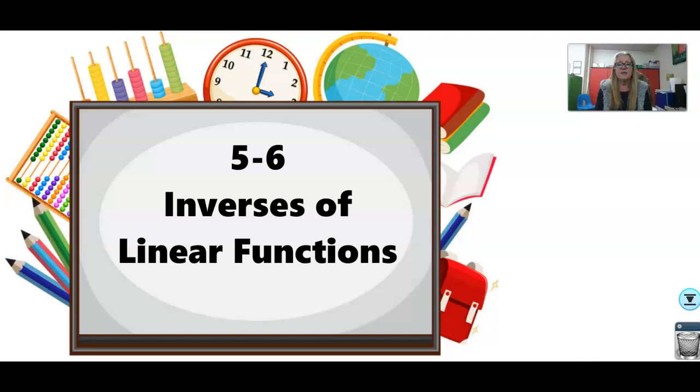Hi boys and girls. This video covers section 5.6, inverses of linear functions. You will notice that we did skip 5.5, that's linear regression. It's not real prevalent on the AIR test, so under these circumstances we're going to skip that one and move on. This one is important and it's super fun. I think you're going to like it.